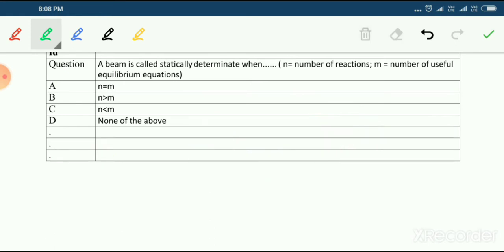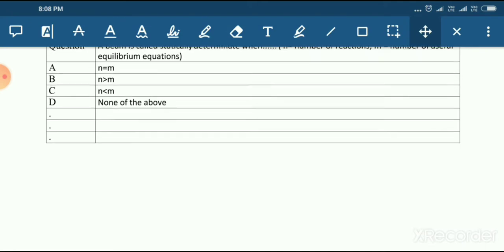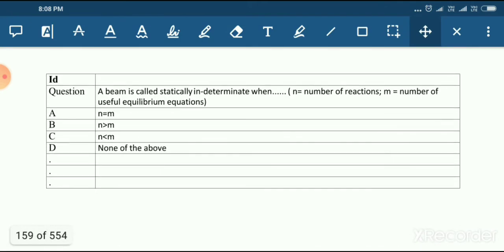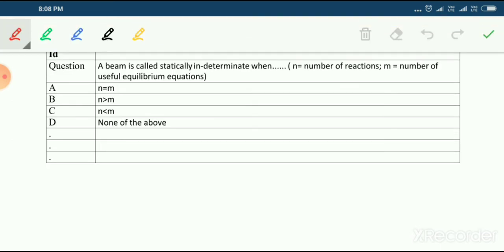Okay, we will move to the next question. Next, now he's asking about indeterminate beams. What do you mean by indeterminate beam? If number of reactions are greater than static equilibrium equations, which is the correct answer here? B is the correct answer.